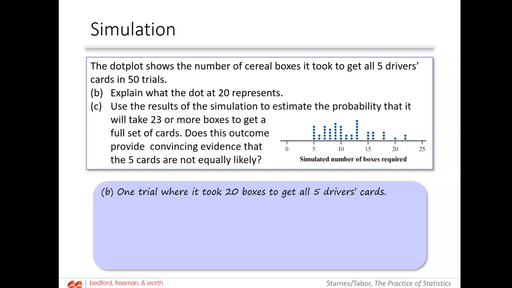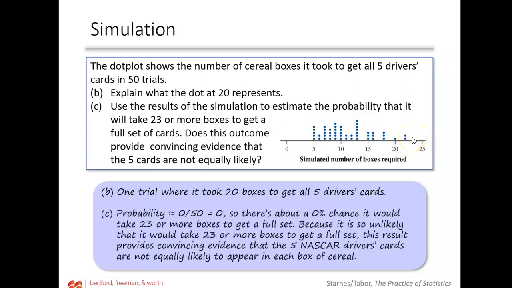Now that that's our result, because remember, she was at 23, we have to take that and interpret what's going on here. Using the results from our simulation, estimate the probability that it will take 23 or more boxes. I don't have the actual data, but this is 20, and that's probably 22. 23 didn't even happen. So the probability that it would take 23 boxes is 0 out of 50 in our simulation. According to our simulation data, there is no chance that you would have to buy 23 boxes or more to get a full set.